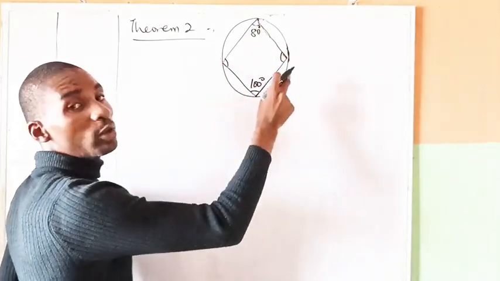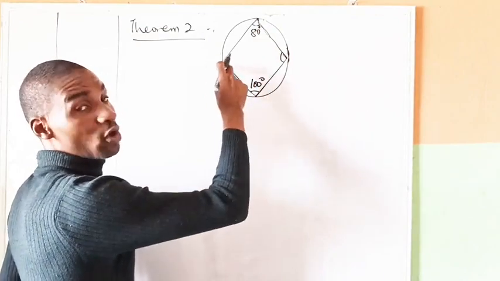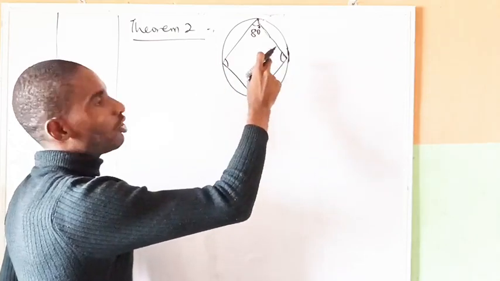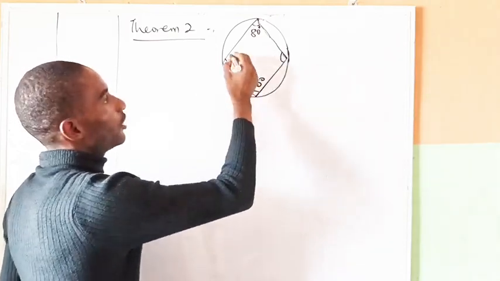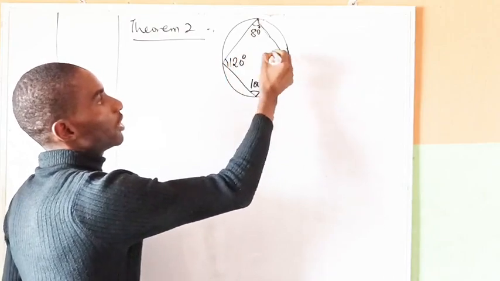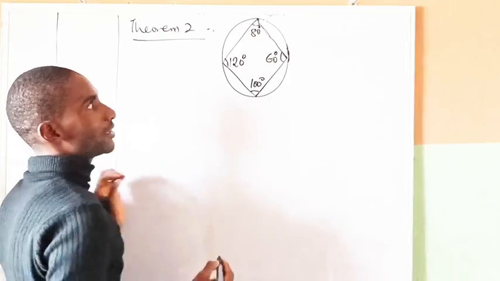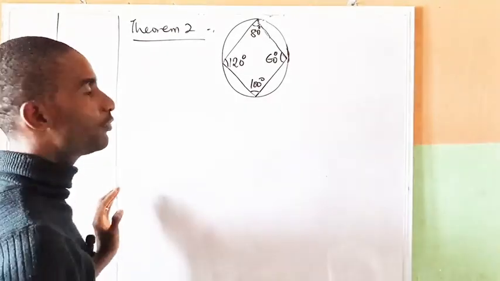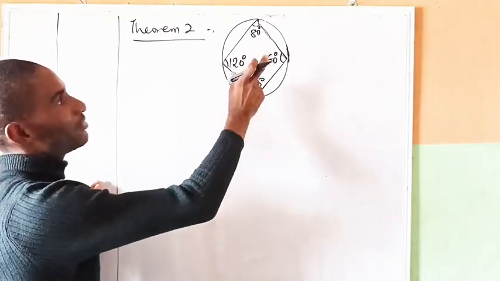These two also, they are opposite, or rather, they complement each other. They add up to give 180 degrees. So if here is 120 degrees, here will be 60 degrees. This is the second theorem, and it is very simple. So let us try to write down this theorem.